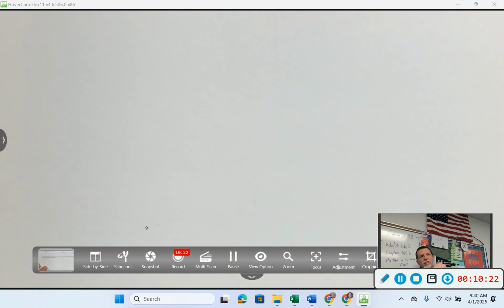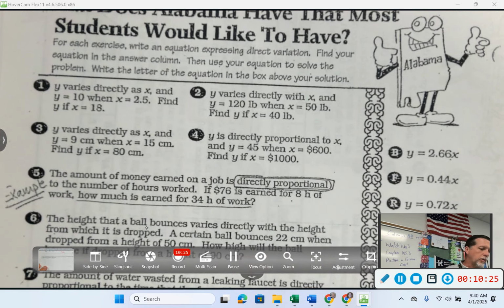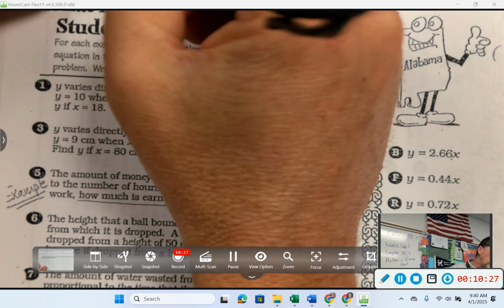All right, the next worksheet is, I feel like we're out of order, because the next worksheet is all direct variation.